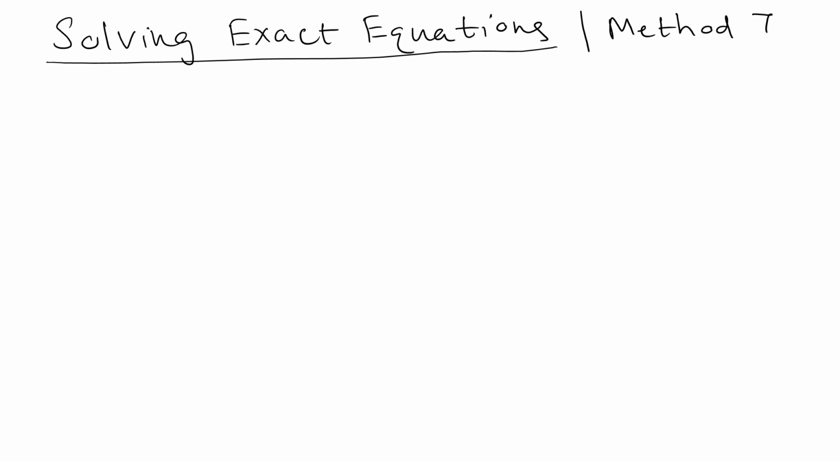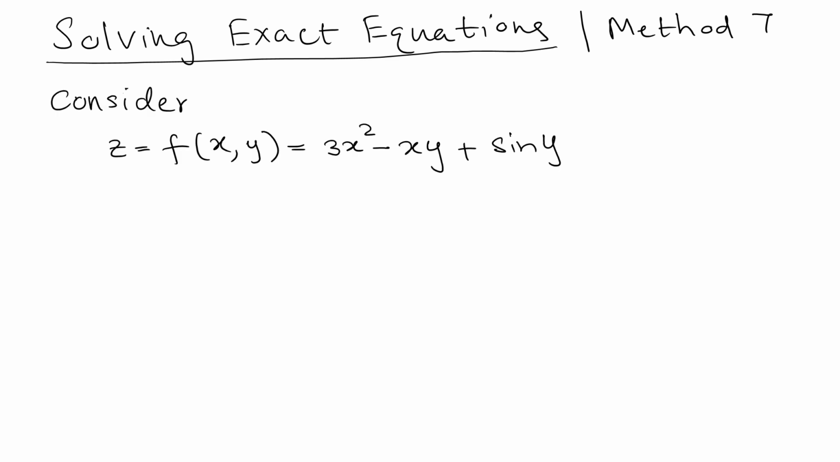In this video, we're going to review the solving of exact equations. This is method 7 of solving first order equations, and you can find the other 6 methods in the description. So let's consider a function z, which is a two variable function f(x,y) = 3x² - xy + sin y.